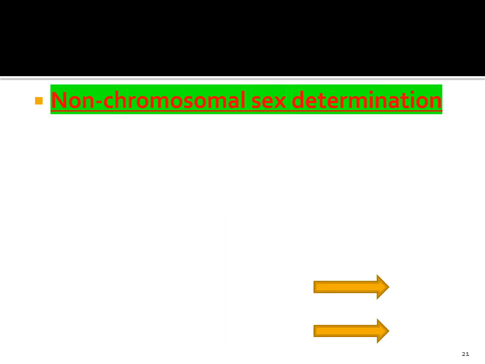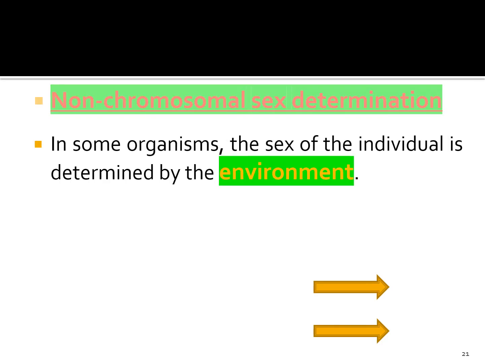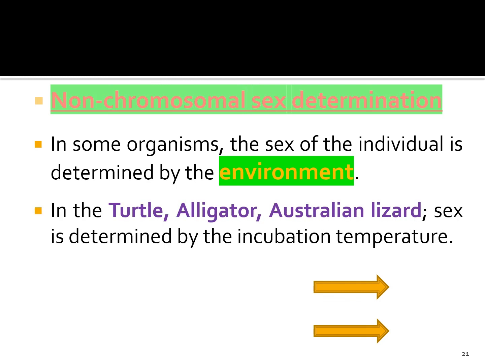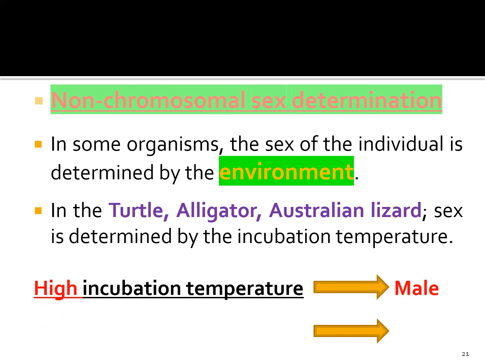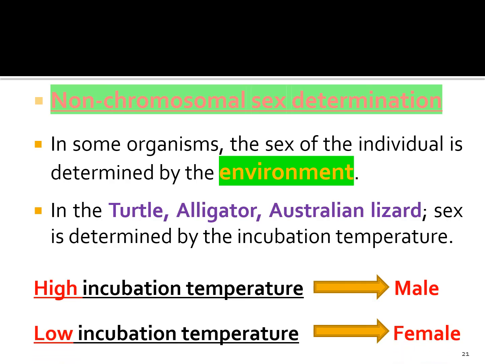So we want to look at non-chromosomal sex determination quickly. In some organisms, the sex of the individual is determined by environmental factors. In the turtle, alligator, and the Australian lizard, for example, the sex is determined by the incubation temperature. If the eggs are incubated under high temperature, they develop into males, while if they are incubated under low temperature, they will develop into females.